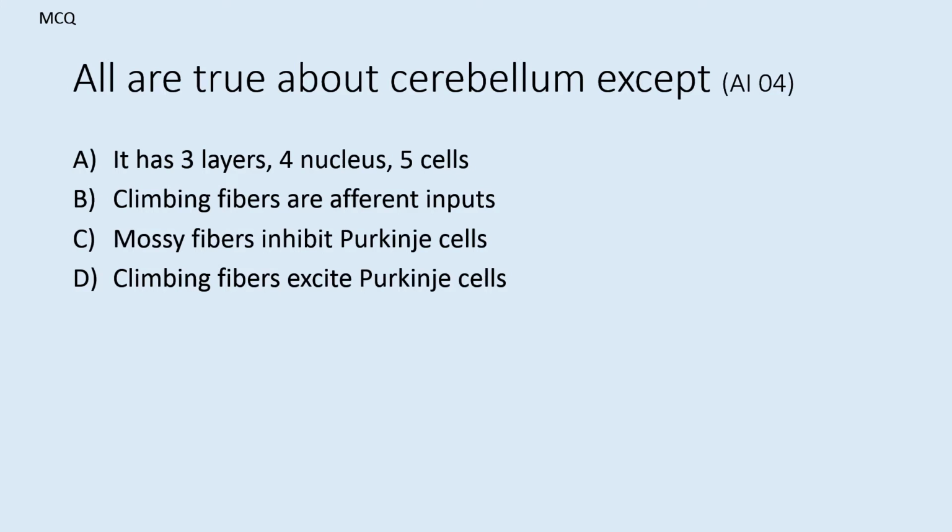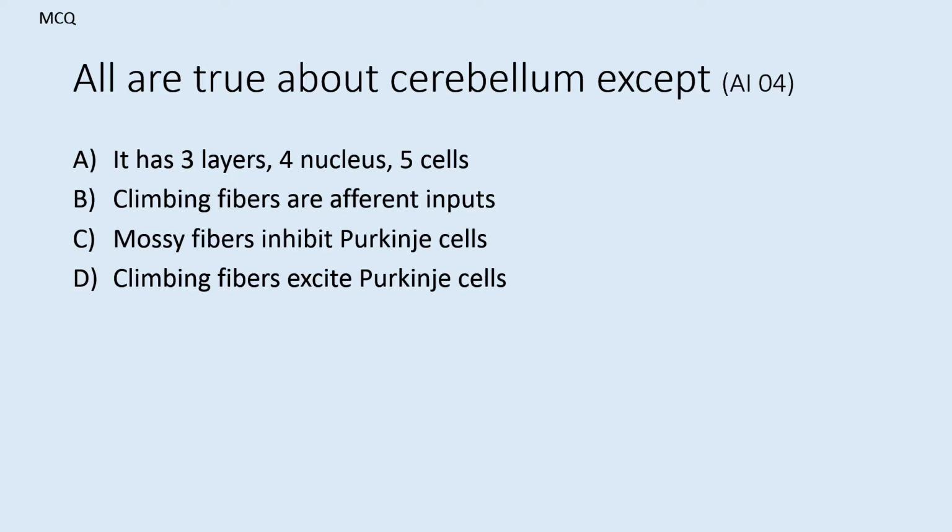Now one MCQ about this topic. All are true about the cerebellum except. Option A, it has 3 layers, 4 nucleus and 5 cells. Option B, climbing fibers are efferent inputs. Option C, mossy fibers inhibit Purkinje cell. And option D, climbing fibers excite Purkinje cells.